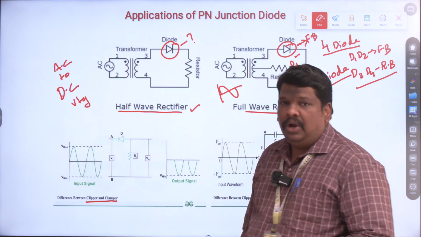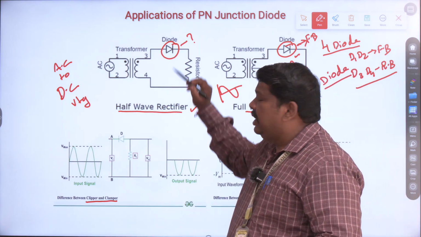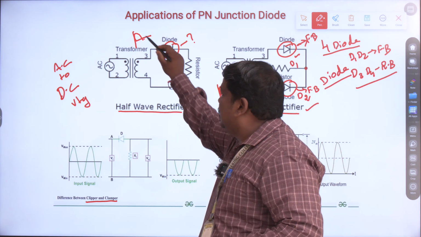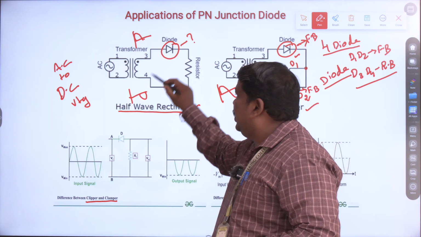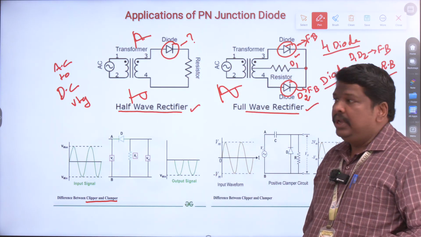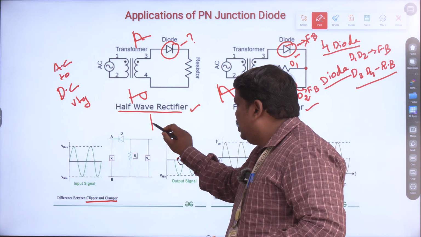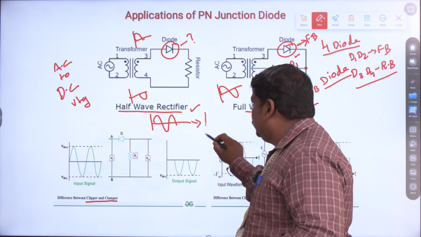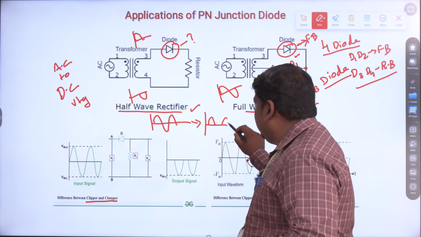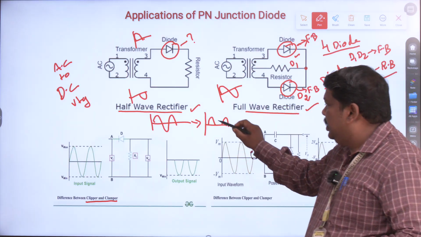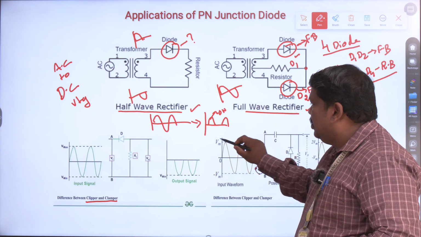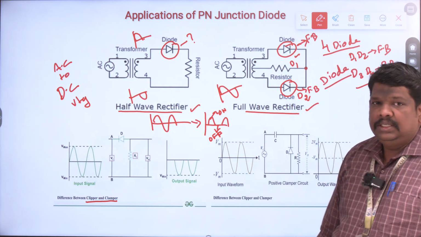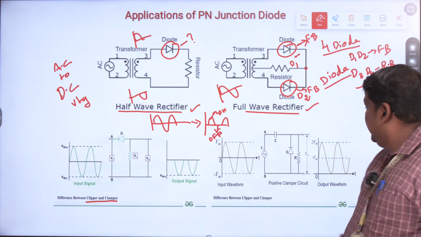But in the case of the half-wave rectifier, we have only one diode, which conducts only for the positive cycle. During the negative cycle, the diode will be in off condition. So the output looks like this: this is your input, and the output is only a pulsating DC. During positive cycles only the diode is on. For the negative cycle, the diode is off. This is the case for half-wave rectifiers.